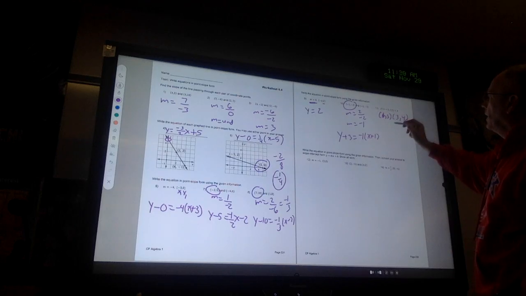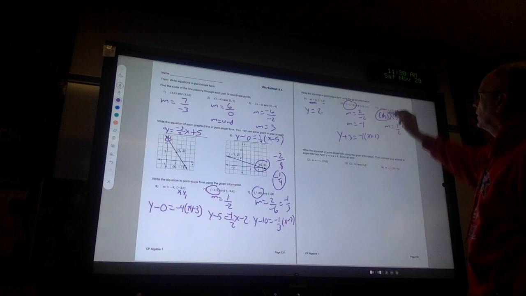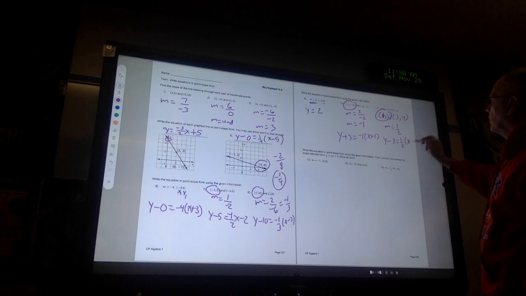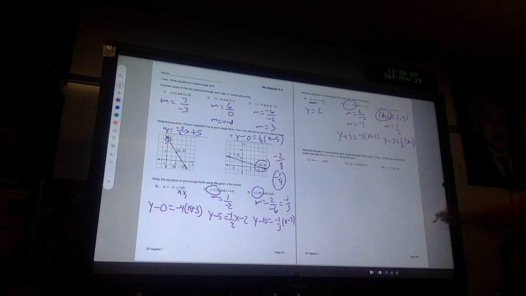Our slope: 4 minus 3 is 1. 3 minus 1 is 2. Pick this point, so I'm going to get y minus 3 equals 1/2 x minus 1. If you pick the other point, you're going to get y minus 4 equals 1/2 x minus 3. Same example. Write your equation in point slope, then convert it to slope intercept.